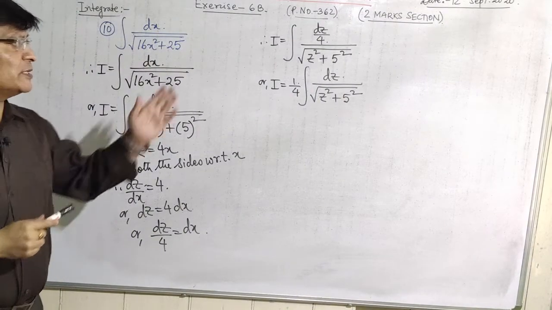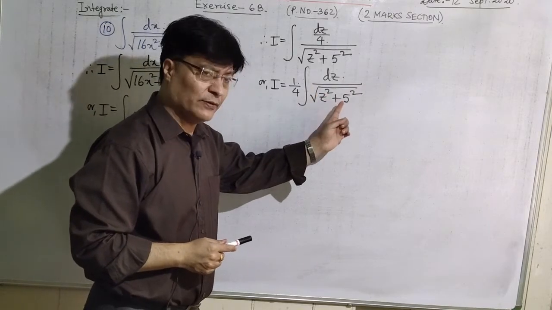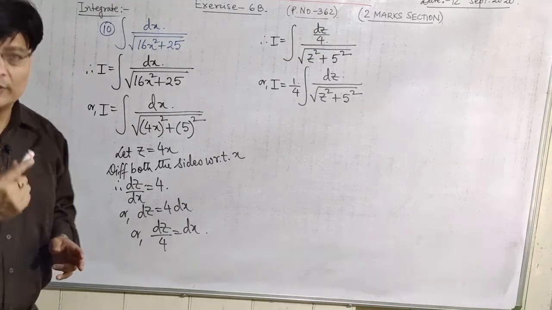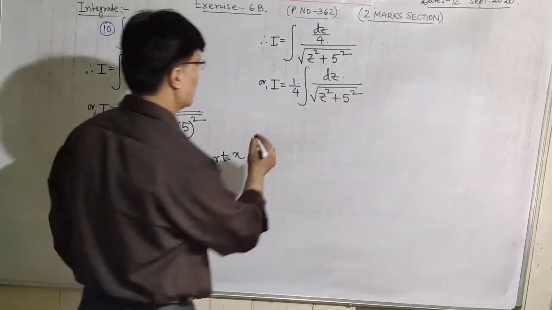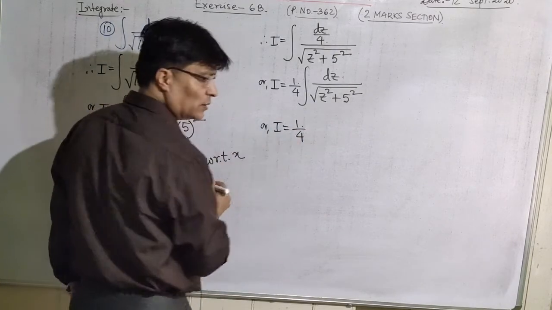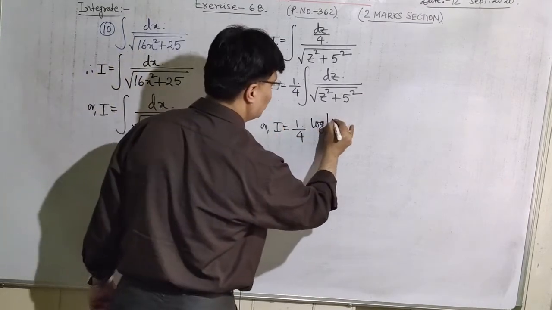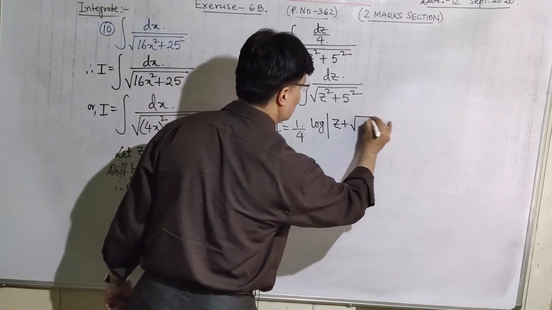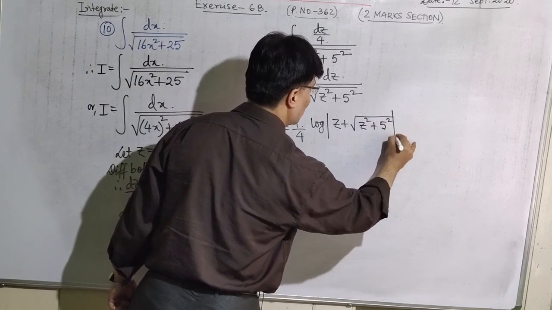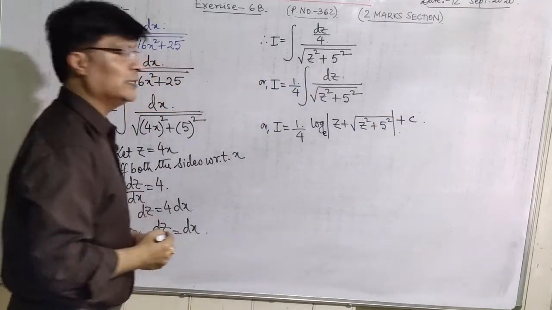Now which standard form is this one? Instead of x there is z, instead of a there is 5, but both the expressions are within square root. So this is the 4th standard form. So I is equal to 1/4. What is the formula? Log within mod, x plus root over x square plus a square, that is z plus root over z square plus 5 square, mod sign closed. The base is e and this is plus c.